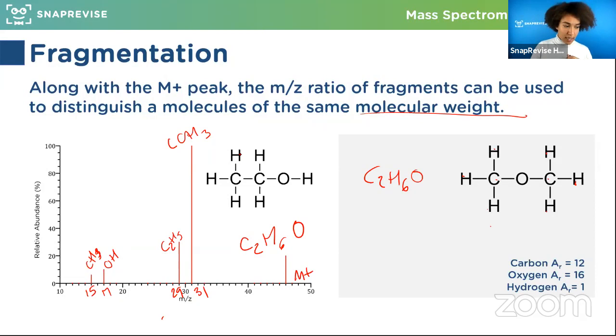Can I explain again the COH3? Yes, I can. So COH3 is this bit here. It's this carbon, this hydrogen, this oxygen, this hydrogen. So if you count, that's 3 hydrogens, because each hydrogen's mass is 1. We've got 1 oxygen, 16, and 1 carbon, which is 12.